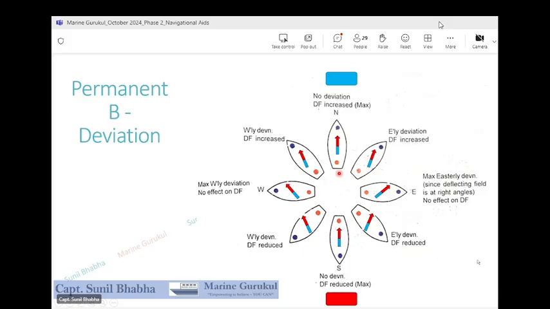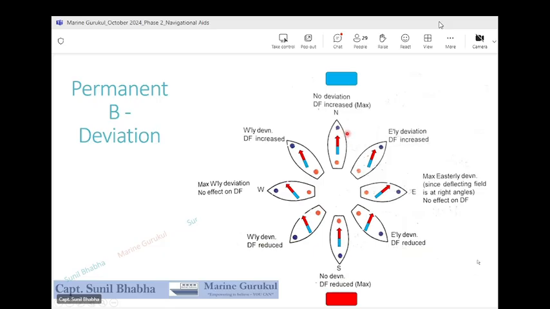Now, how does this permanent magnetic field of the ship in the horizontal direction, fore and aft direction, going to affect our compass? Let us see it heading by heading. Now, with the ship heading in the northerly direction, we have a blue bow and we have a red stern. The compass needle is shown in the middle of the ship. We know that the end of the compass needle pointing towards north is the red end and the one pointing towards the south is the blue end.